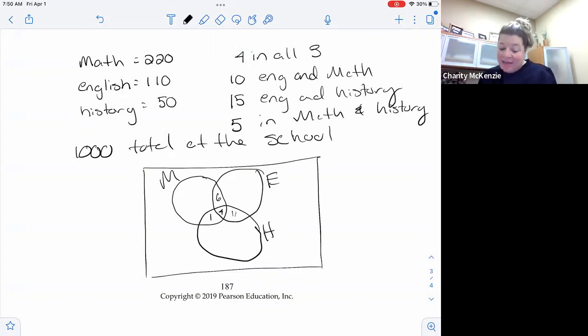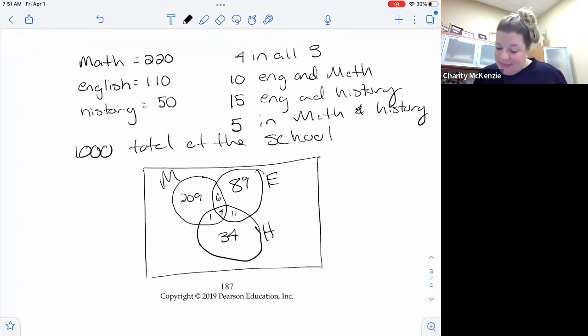Okay, then for math, we say that this whole circle has 220. So we have to take 6 plus 4 is 10, plus 1 more is 11. So we have to take 220 minus the 11 to get 209 left here. It's like the total math people, all the math has to add to that. So it is way trickier to make a Venn diagram than to read a Venn diagram. Okay, English, we can have 110. So 6 and 4 is 10, so 110 minus 21 is 89 total left over here. 12, 13, 14, 15, 16, right? 4, 5, yep. 16 in history. So 50 minus 16 leaves 34.